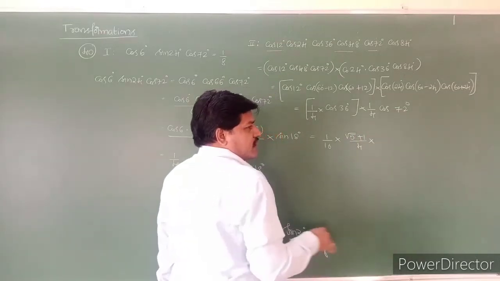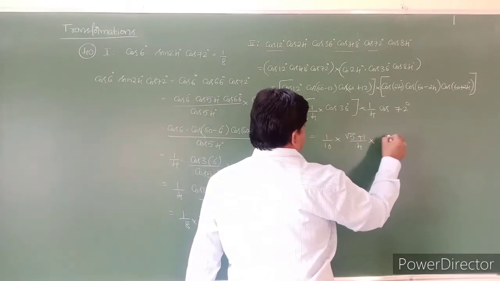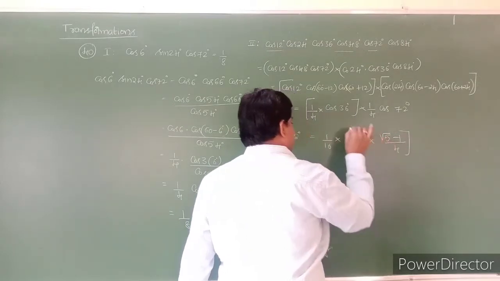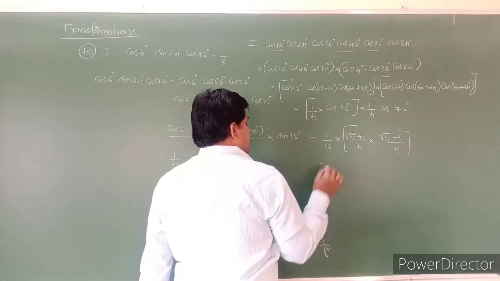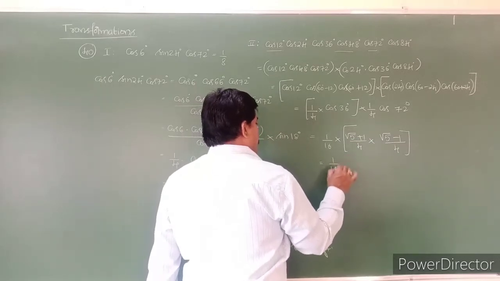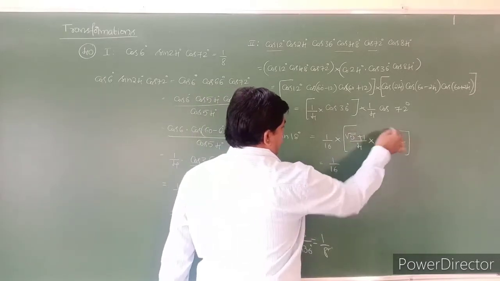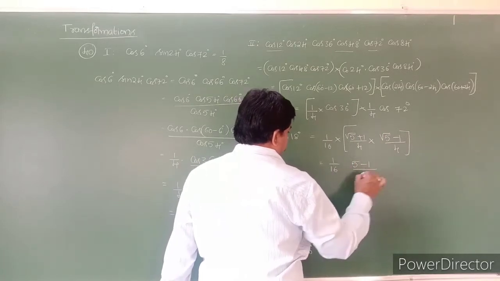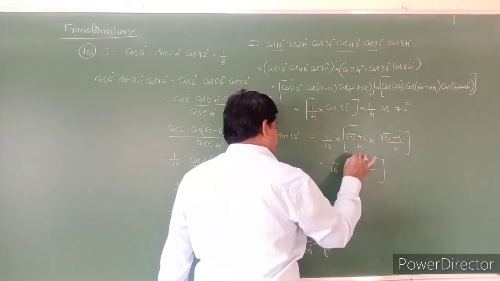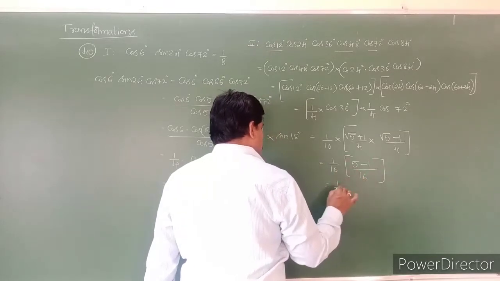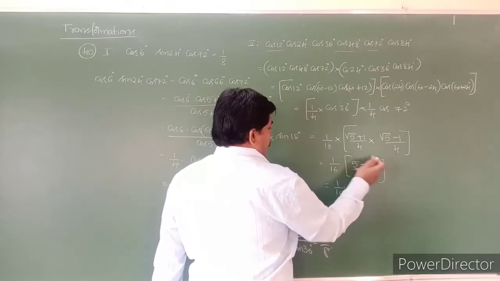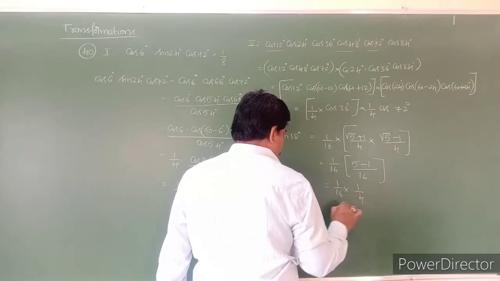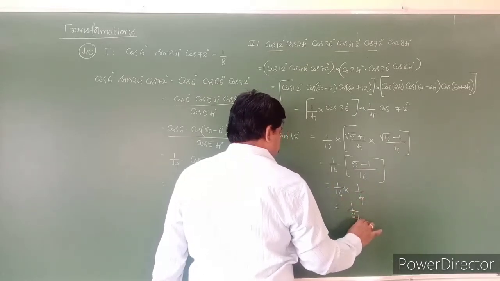Cos 72 is nothing but sin 18. What is the sin 18 value? It is root 5 minus 1 by 4. So that is equal to 1 by 16. Here a plus b into a minus b is a square minus b square, by 16. So that is 1 by 16 into, here 5 minus 1, that is 4, by 16. So that is 1 by 4. So that is nothing but 1 by 64.